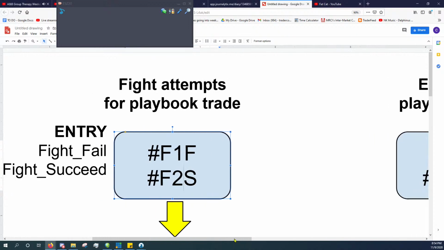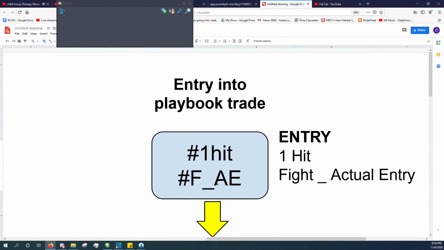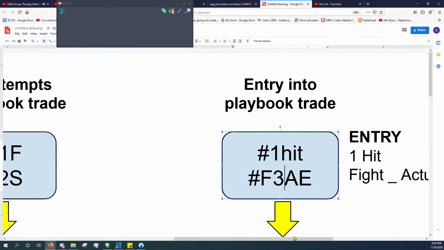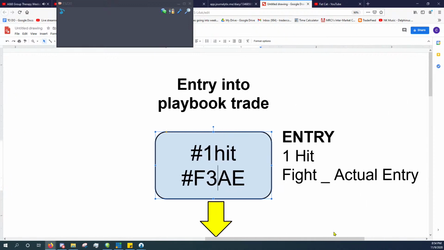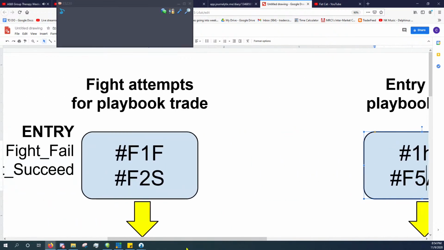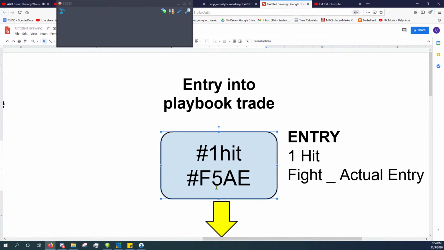Okay? So, I took 3 hits on this. Once it actually works, I use this hashtag pair. It's not a one-hitter. I know it's not a one-hitter. I know I fought for it 3 times. So the last hit always goes here. So this would go to 3. Fight actual hit is what this is called, or fight actual entry. Now, if I swung at it 5 times before it worked, I would put 5 here. And then 1, 2, 3, and 4 would be any of these combinations. Hopefully that makes sense.